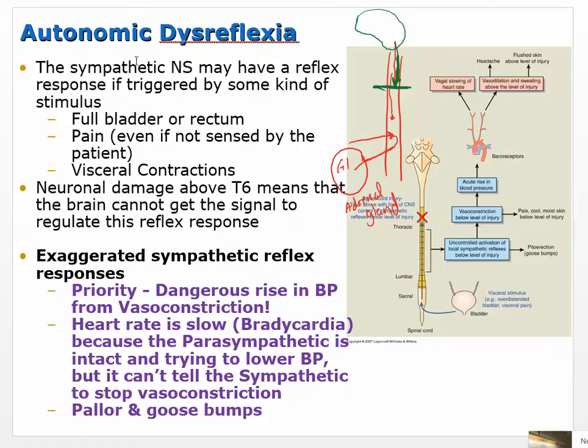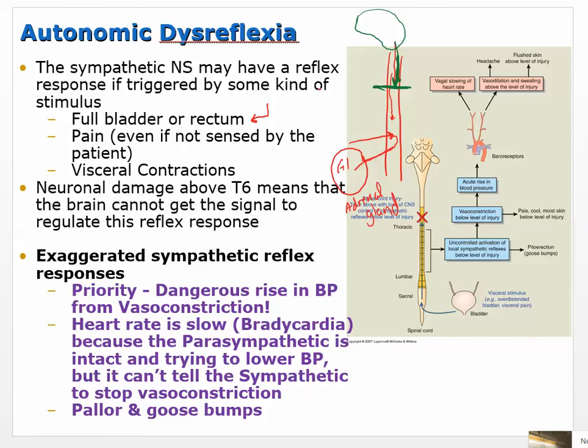So let's just kind of read through this now. The sympathetic nervous system may have a reflex response if triggered by some kind of stimulus. A lot of times it is a full bladder or rectum. Could be pain, even if it's not sensed by the patient. It could be some kind of a trigger that some kind of damage is happening. Whatever's causing it.